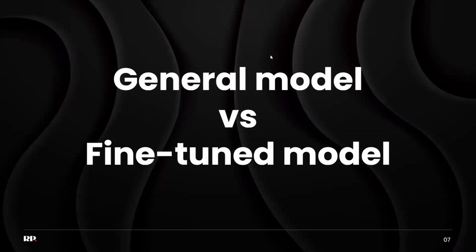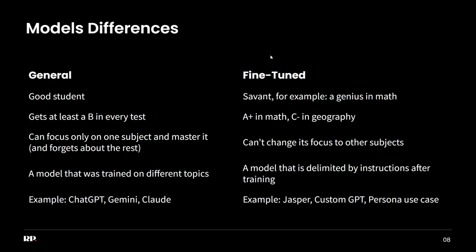You can think of general and fine-tuned models as students in a class. The general model is a good student that always gets at least a B in every subject. And if that student really wants, it can focus in only one subject and master it, becomes a genius of this subject and forget about all the rest.